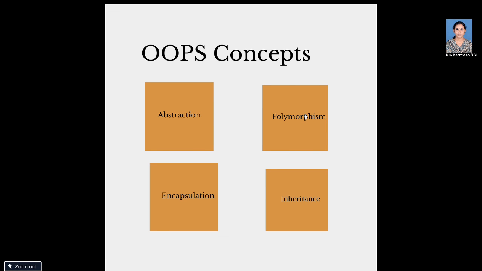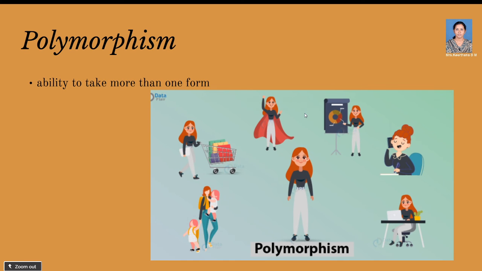And the next one is polymorphism. Polymorphism is the ability to act in more than one form. For example, consider a mother. Mother is a homemaker, and mother will do all the work, and she will go for a job, or she will go for buying groceries, and everything she can do. So the ability to take more than one form is called polymorphism.